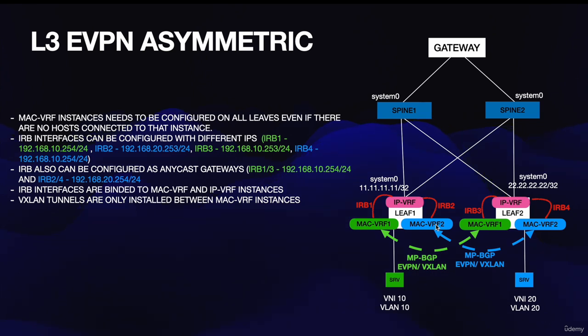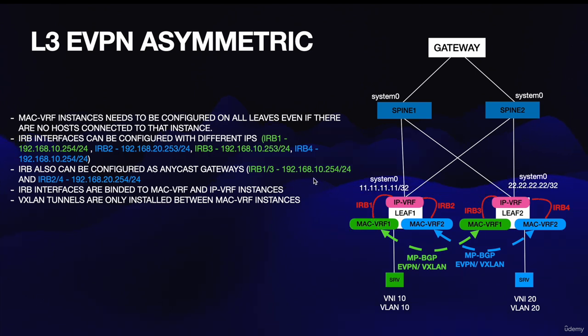In a Layer 3 EVPN asymmetric configuration, we should have all of the MAC-VRFs mirrored to each leaf, even if we don't have any physical servers connected on each MAC-VRF instance. We will have IRB interfaces, which can be configured with different IPs, as you can see here, or we can configure the IRB interfaces as anycast gateways, which means that for each MAC-VRF instance, either on leaf 1 or on leaf 2, we will have the same gateway IP address.